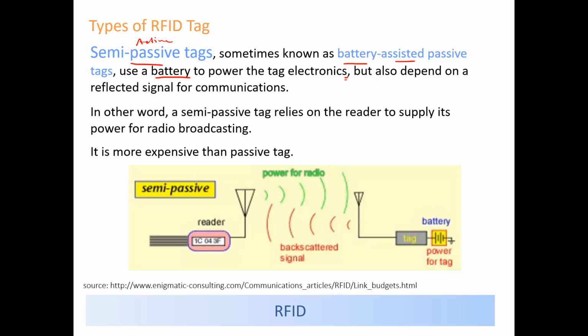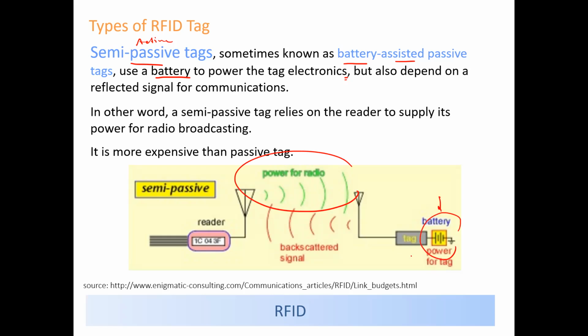Okay, so it can provide longer distance compared to the passive tag, but anyway, it's not far. It is not too far because it still needs the electromagnetic wave from the reader to wake it up. You understand, right? So the semi-passive works if it is close to the reader because it needs the power from the reader, but at the same time, it needs a battery to feed the power for the electronics inside.